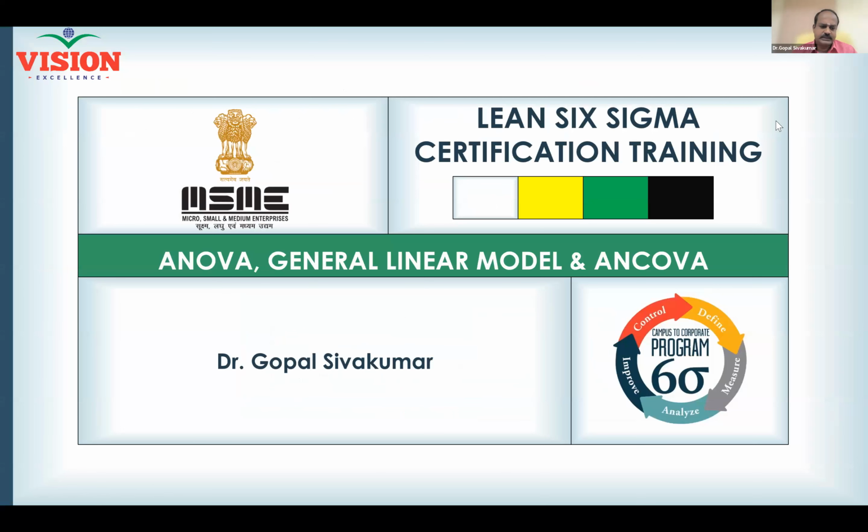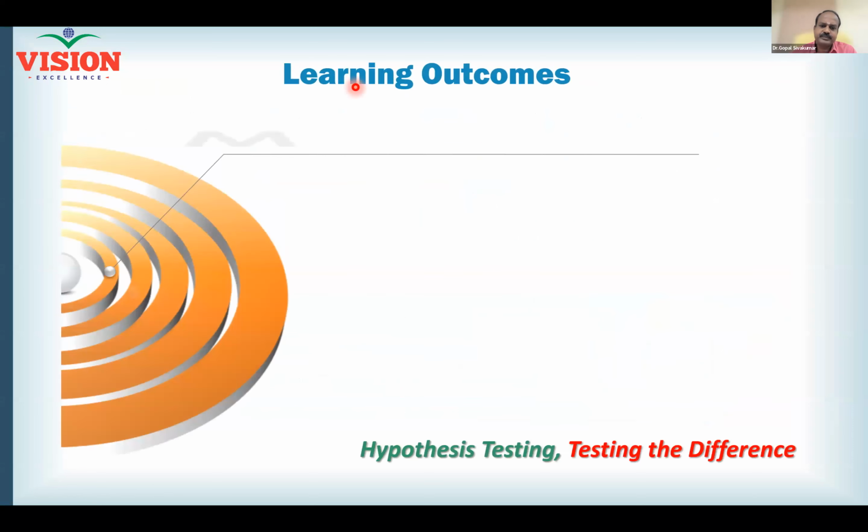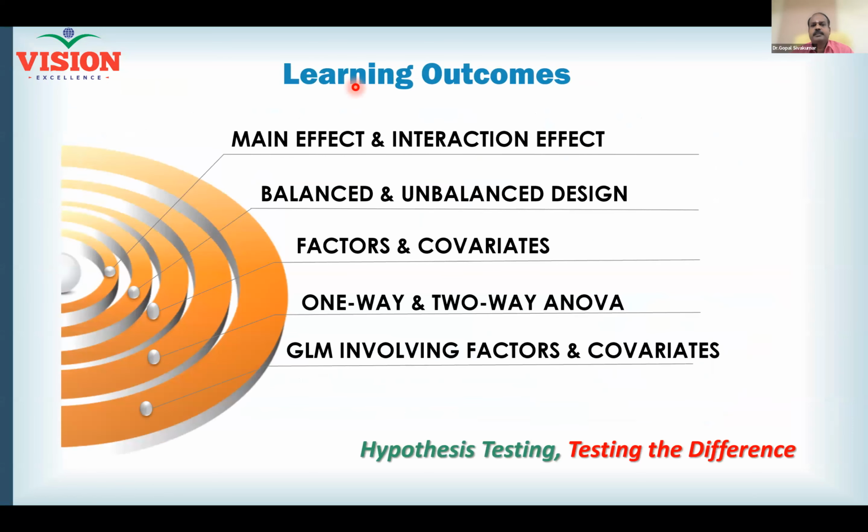Hope you all can see my slides. Yes, right? ANOVA, general linear model, and also ANCOVA. So we'll understand what is the main effect of a factor and also the interaction effect of a factor, which we already discussed in the black belt also. And then, based on the design, your design can either be a balanced design or an unbalanced design.